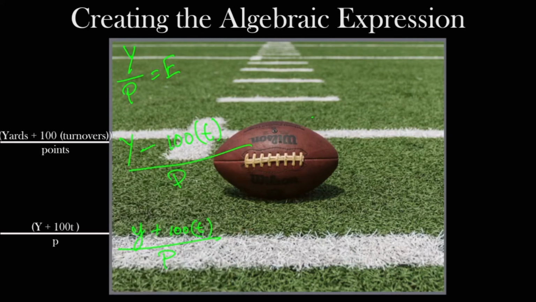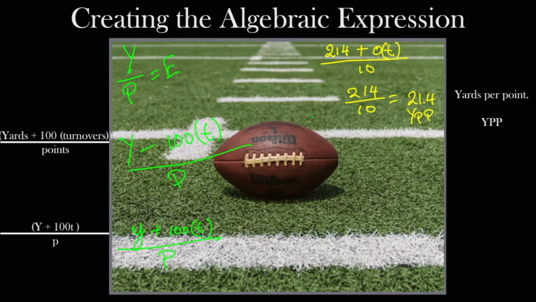We looked at Green Bay versus Chicago, week 1. Green Bay had 214 yards of offense. They had no turnovers. And they scored 10 points. That gave them a total of 214 yards divided by 10. Their efficiency rating was 21.4 yards per point. That was our generated term.